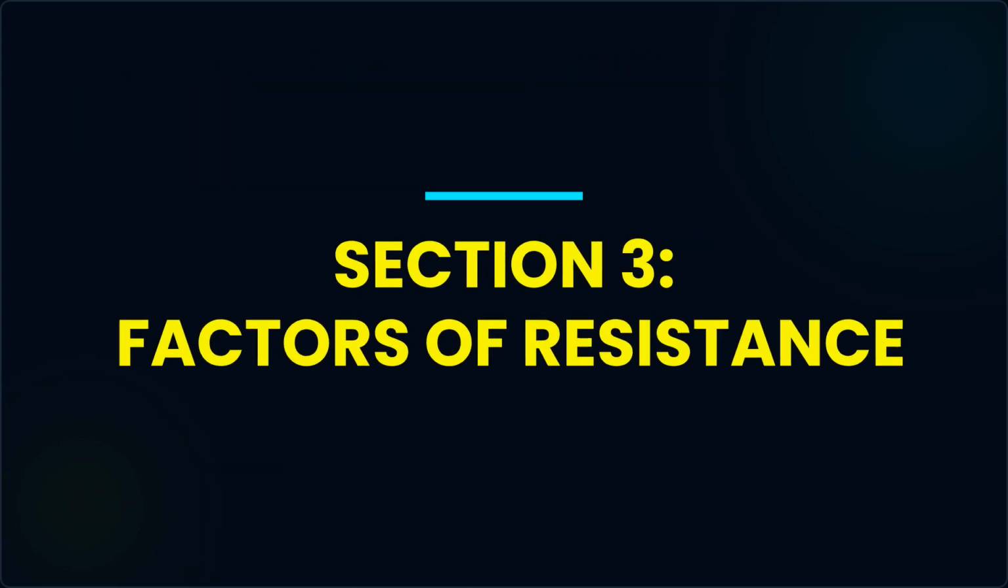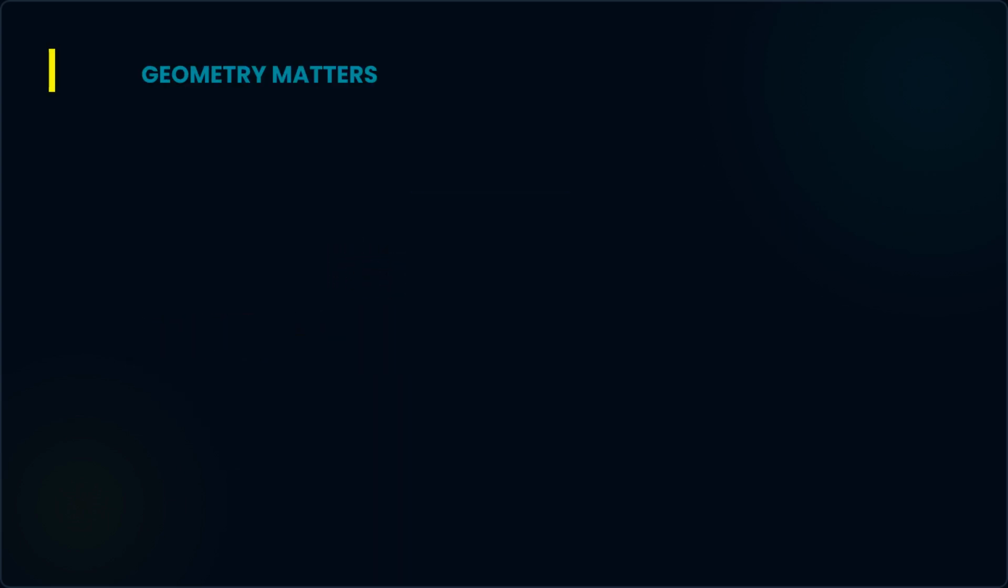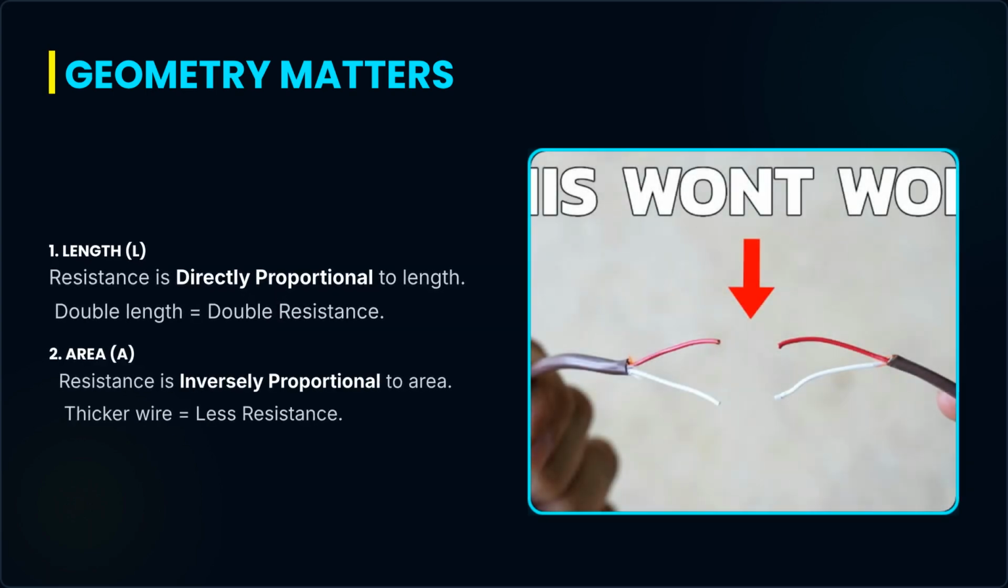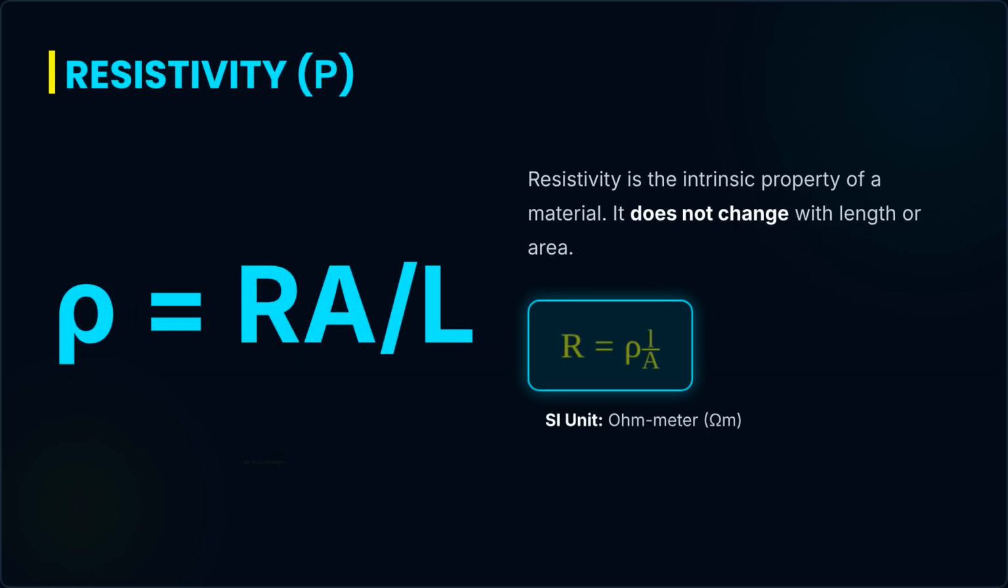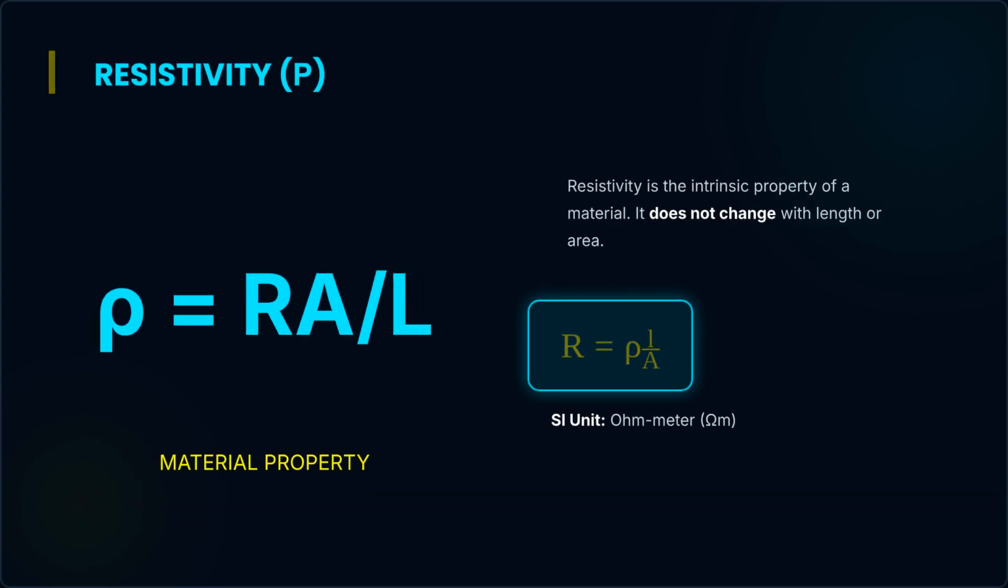We are now starting Section 3, Factors of Resistance, exploring what influences it. Resistance is directly proportional to the length of the conductor, meaning doubling the length doubles the resistance. It is inversely proportional to the area, so a thicker wire has less resistance. Resistivity, represented by the Greek letter ρ, is an intrinsic material property. It does not change with the conductor's length or area. The formula is ρ equals RA/L, and its SI unit is ohm-meter.